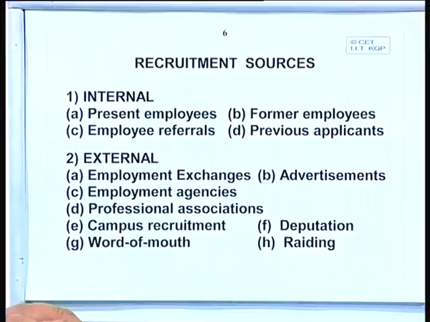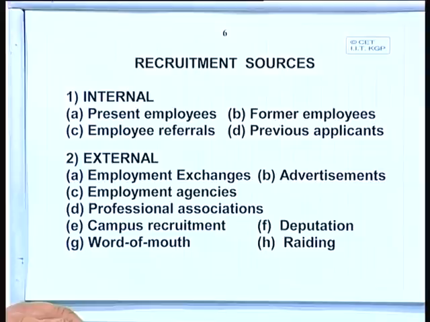Internal sources, of course, as we said, are always a possibility, depending on your company's policies, which means from present employees and from employee referrals. Referrals means there are some people who are referred to you, where someone sends the biodata of so and so, saying please see whether you can fit him into your organization. So, these are referrals.